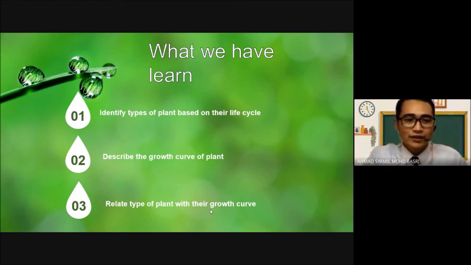From this lesson, as an example, we can see why a farmer who plants corn crops needs to plant new ones when they harvest the corn. It is because corn is an annual plant. And also we can see why onions, when we keep them longer, start to germinate leaves. It is because onion is a biennial plant. So that's what we have learned today.